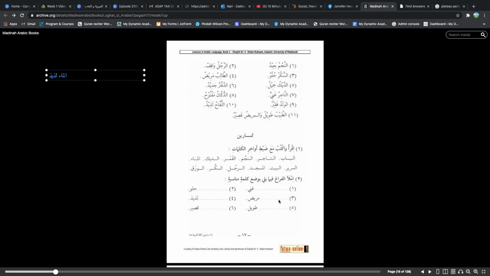So when we read طويل, طويل means tall. So it can be رجل طويل, the man is tall. الطبيب طويل. قصير can mean short, like الولد قصير. And if it's a woman, add that ta marbuta at the end. So البنت قصيرة, the girl is short. All right.